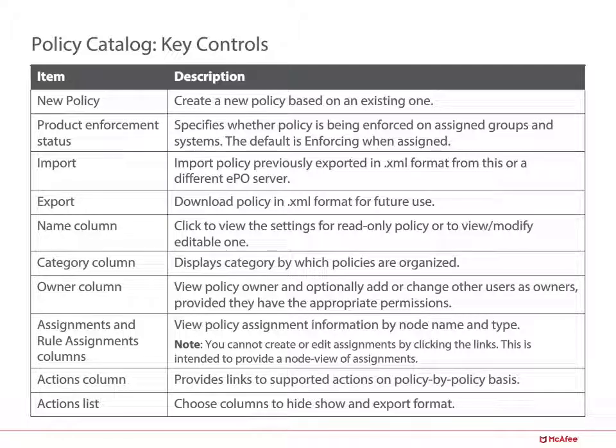You have the name column where I can go in and see what are the names of my policies. We have the categories, so you can see what category this policy applies to. I can also see who is the owner, and if I have the ability, I can actually go in and change who is the owner. The assignments and rule assignments columns is where I can actually go and see where they are assigned.